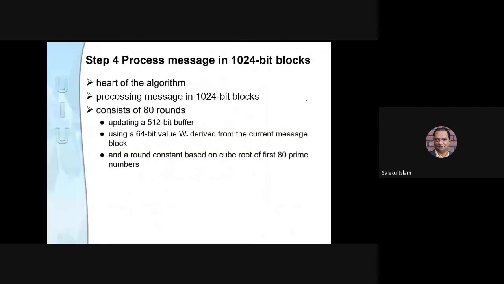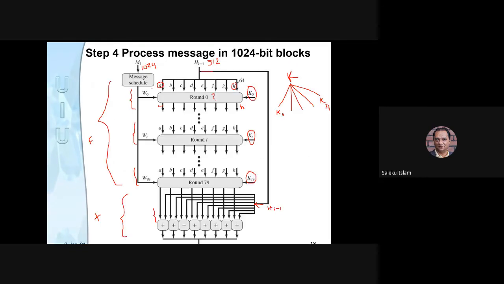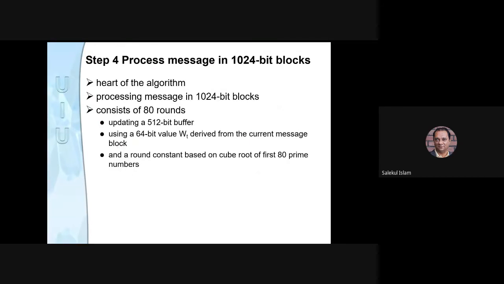If we go forward, now processing the message into 1024-bit blocks is the heart of the algorithm. That means this part is the heart of the algorithm. Processing the message in 1024-bit blocks consists of 80 rounds and updating a 512-bit buffer. What does it mean?